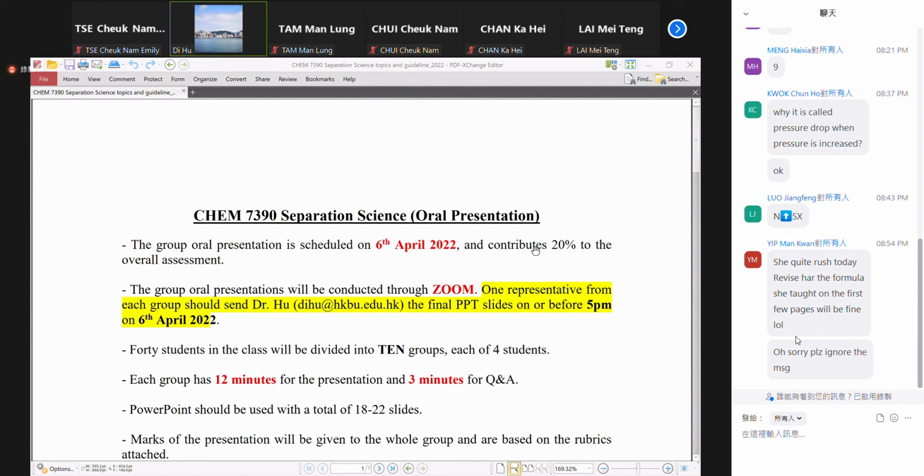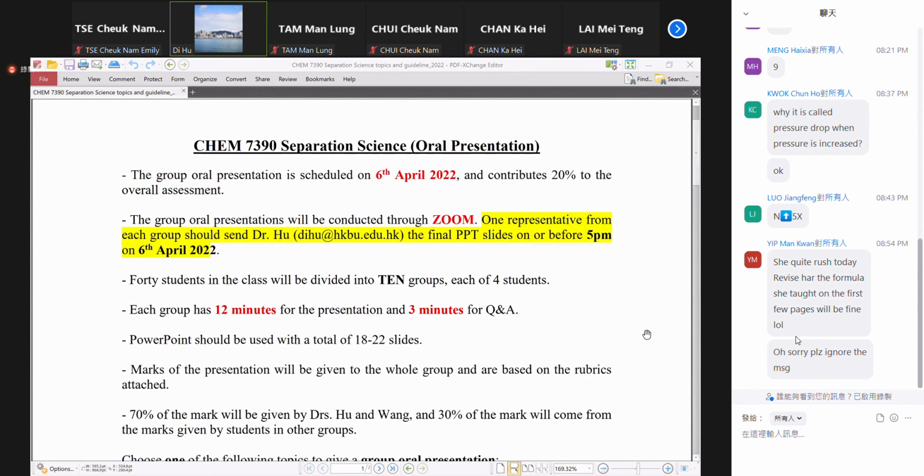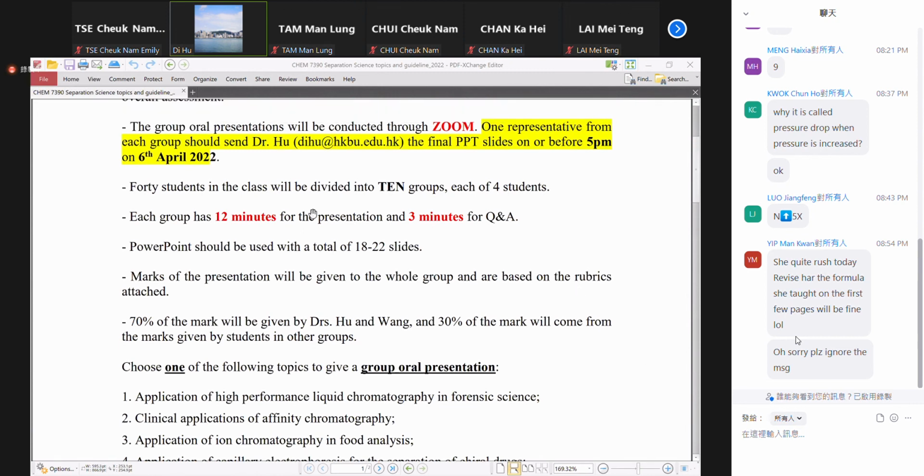The group oral presentation will be conducted through Zoom. Because we have 40 students, I will divide you into 10 groups, and each group contains 4 students. Each group has 12 minutes for the presentation and 3 minutes for Q&A, so 15 minutes total. That means in 1 hour we can finish 4 groups, and in 2.5 hours we can finish all 10 groups, which gives us some buffer time.